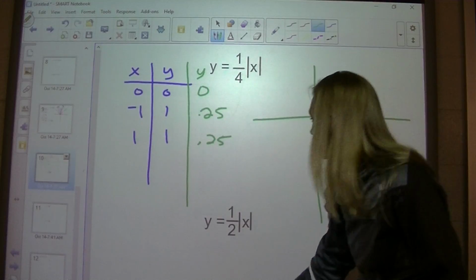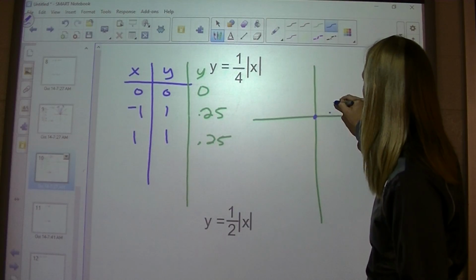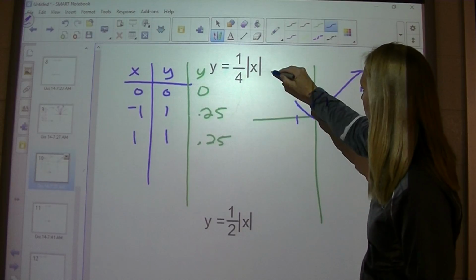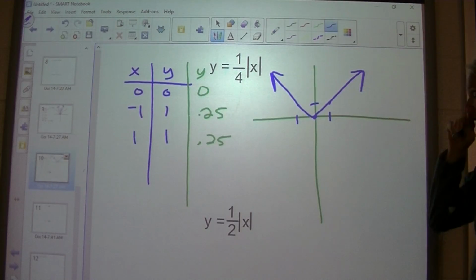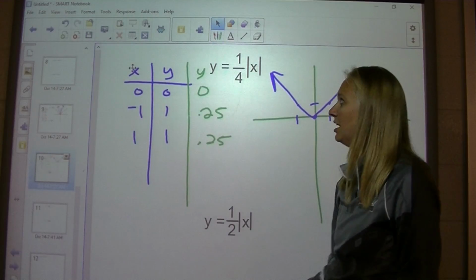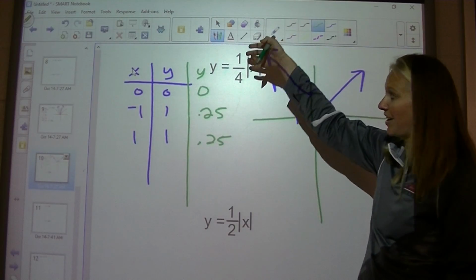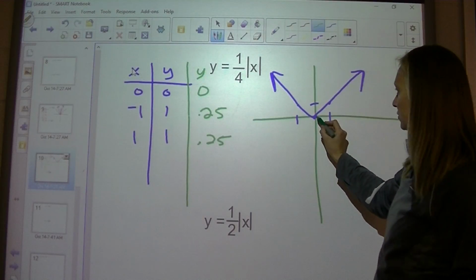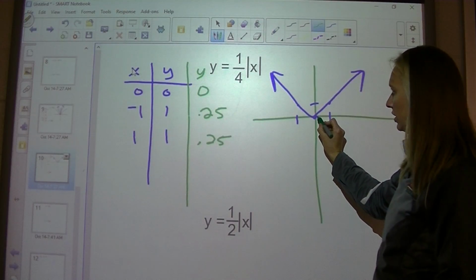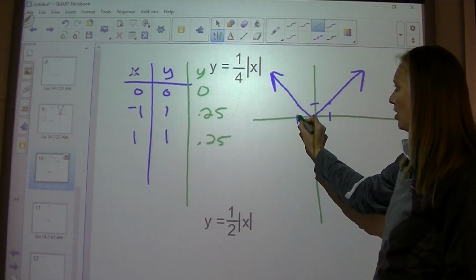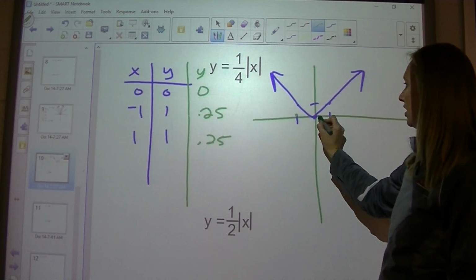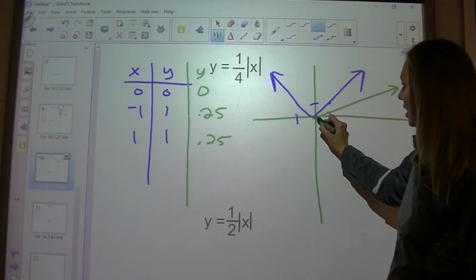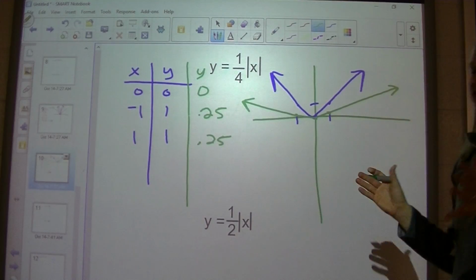So originally, I'll graph it in blue, we have a 0, 0, 1, 1, and negative 1, 1. Okay, so there's our parent function. But as soon as I apply the multiplying by a factor of 1/4, it's going to stretch out. Because we're here at 0, 0, but then we go to negative 1, but we only go up to 0.25. And we're at positive 1, and again, we only go up to 0.25. So look at how much that stretches it out.